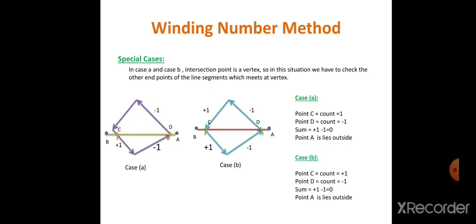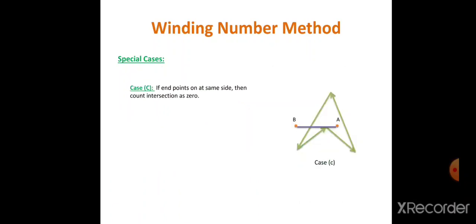Now case number C, that we have to check. What about case C? If endpoints are on the same side. We have seen these two cases where the endpoints are on opposite sides. Now here we have to check whether the endpoints are on the same side. So here AB is a line which is intersecting at C and D, right? For point C, you can see that the line starts from above the line AB and ends below the line AB. That's why we are going to consider it as plus 1. Therefore, for point C, we have a value of plus 1.